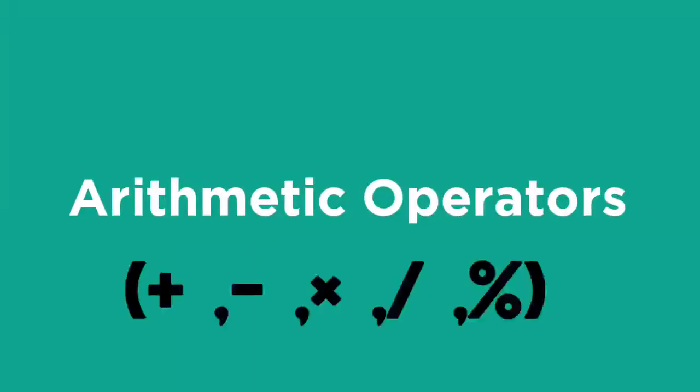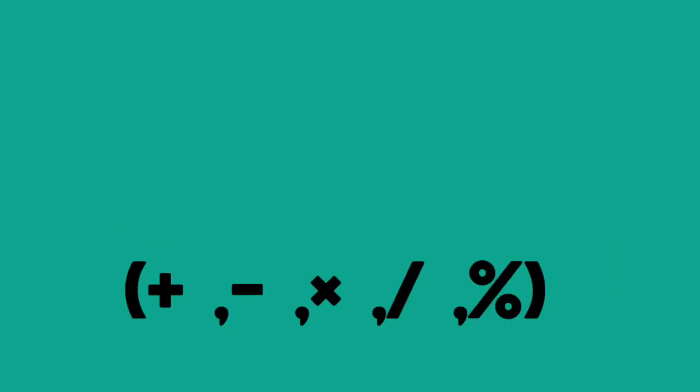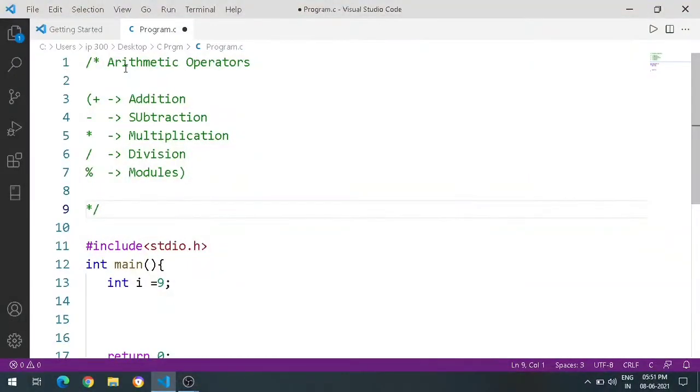Today's class we will be learning arithmetic operators in C. Let's have a look at arithmetic operators. So what are arithmetic operators? An arithmetic operator performs a mathematical operation, like addition, subtraction, division, multiplication. These are called arithmetic operators. Here we are showing the symbols like plus, minus and the multiplication symbol. These are the symbols used with two operands to do the operation.